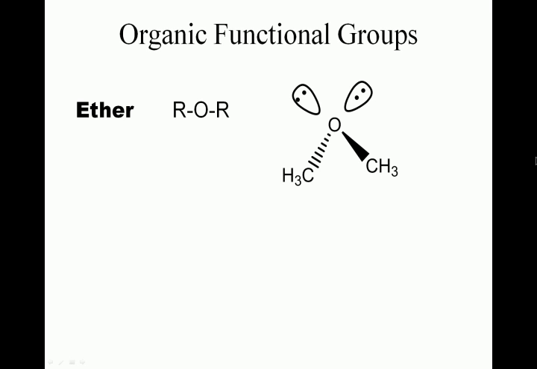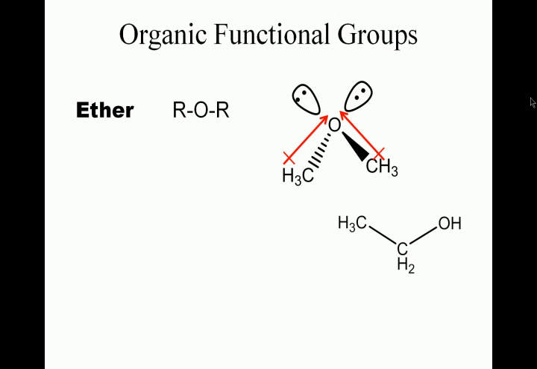Ethers can be represented by the general formula ROR. We do have polar bonds in ethers, so the carbon-oxygen bond is polar, with oxygen getting the larger share of that pair of electrons that the carbon and oxygen share. So these are polar molecules capable of dipole-dipole interactions.